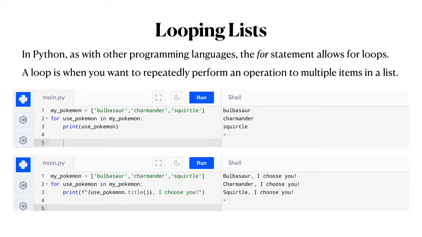So, the first line is capitalized B, Bulbasaur, I choose you. After which, Python looks for the next element in the list my Pokemon, which is Charmander. Charmander becomes the use Pokemon, Charmander, I choose you. After that, Python again looks in the my Pokemon list for what is next after Charmander, which is Squirtle. Squirtle becomes the use Pokemon. So, Squirtle, capital S using the method title. And then, Squirtle, I choose you. Because Squirtle is the last element in the my Pokemon list, Python ends the program.